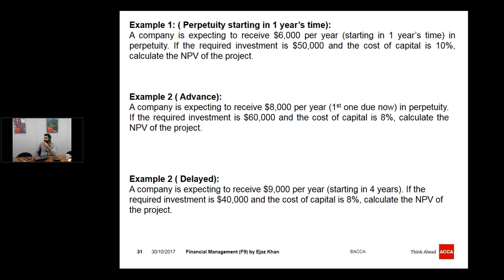Yes, the answer for example 1 is a positive NPV of $10,000. The present value of cash inflows will be $60,000, and if we deduct the initial investment from $60,000, we get $10,000 as positive NPV. So 6,000, the value of the annuity, divided by the discount rate 0.1 gives us the present value of cash inflows. Then we deduct the initial investment, that is $50,000, and the answer will be $10,000.